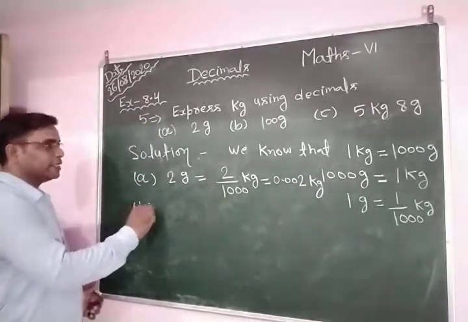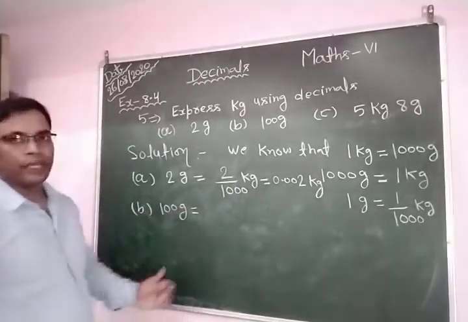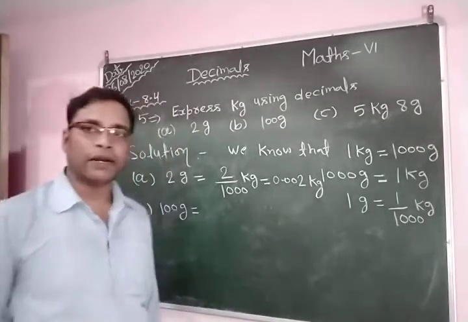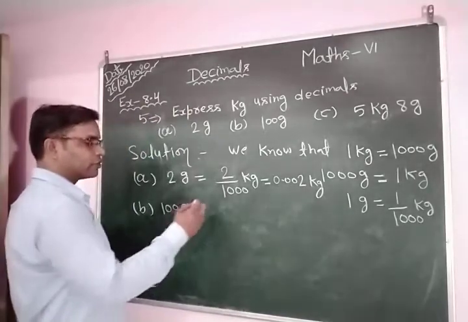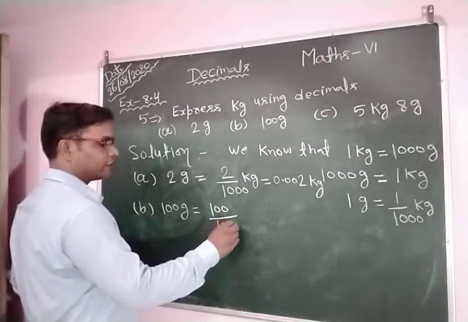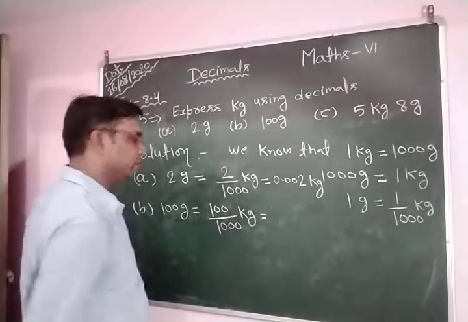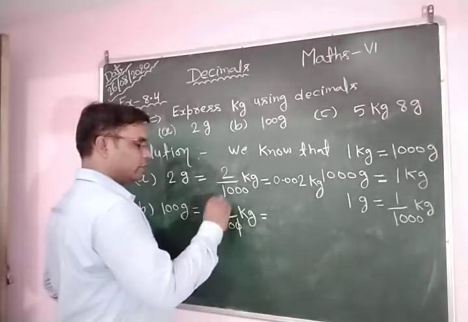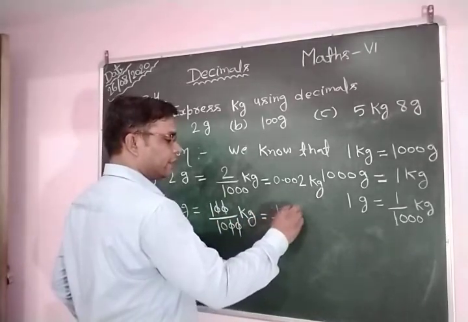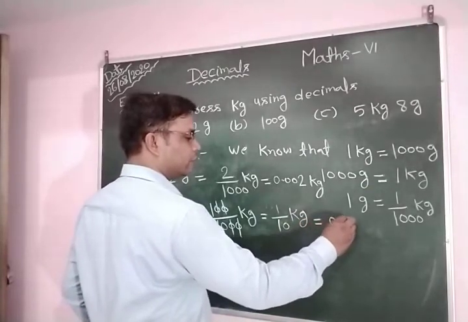The next is the B part, which is 100 grams. We have 1 gram is equal to 1 by 1000 kilogram. So 100 grams is equal to 100 by 1000 kilogram. You can cancel the zeros: 1 0 1 0 cancel, 2 0 2 0 cancel. This is equal to 1 by 10 kilogram, simply 0.1 kilograms.